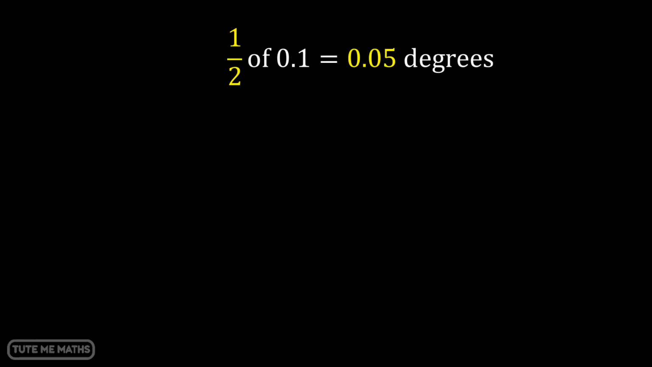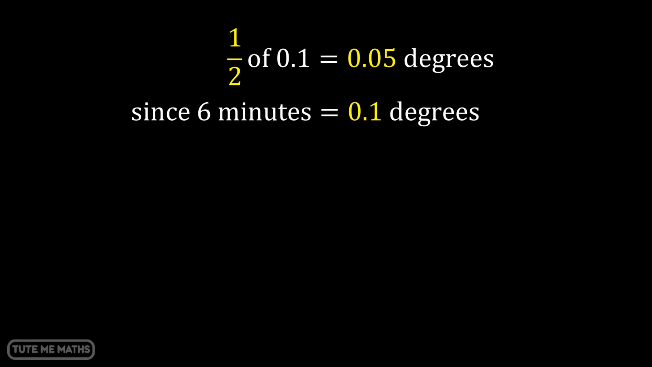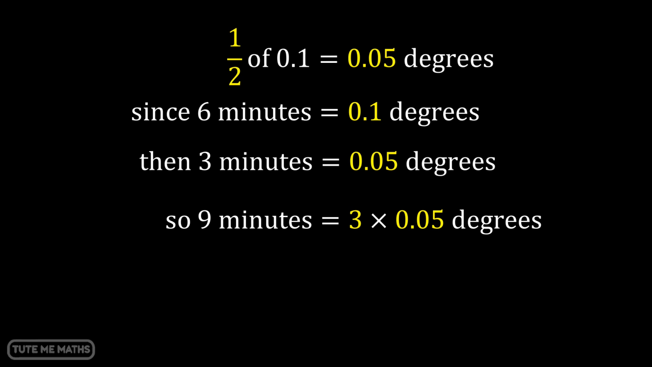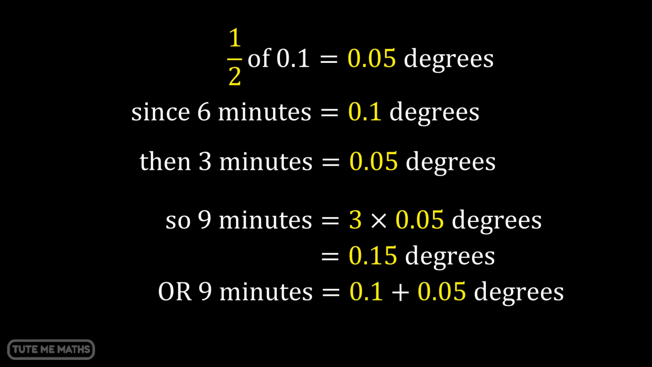Halving 0.1 gives us 0.05 degrees, which must be equivalent to 3 minutes, being half of the 6 minutes. So each 3 minutes is another multiple of 0.05 degrees. For 9 minutes, we can see that 9 is 3 lots of 3, so it's 3 lots of 0.05, giving us 0.15 degrees. Or 9 minutes can also be thought of as 6 plus 3 minutes, giving us 0.1 plus 0.05, and 0.15 is the answer as before.